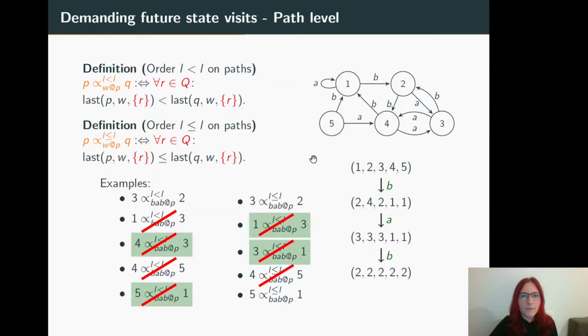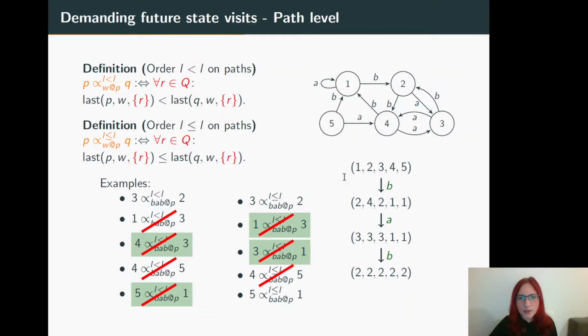So let's also define a variant of this order considering paths instead of states. We're still comparing the last positions at which states appear, but now we are not considering the whole state set, but singleton sets. And we demand that this relation holds on each path. And to get a feeling where the difference lies, let's again consider some examples.